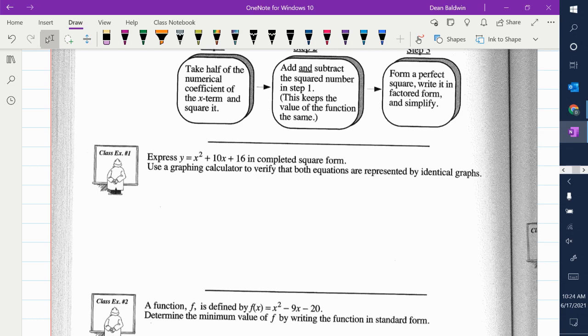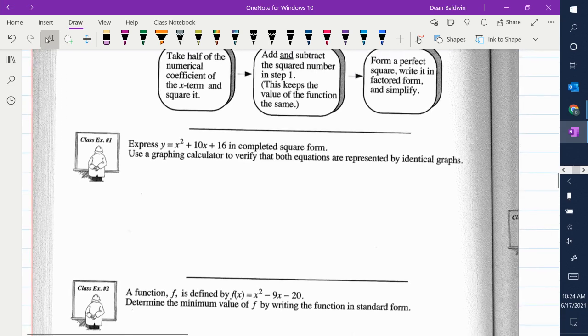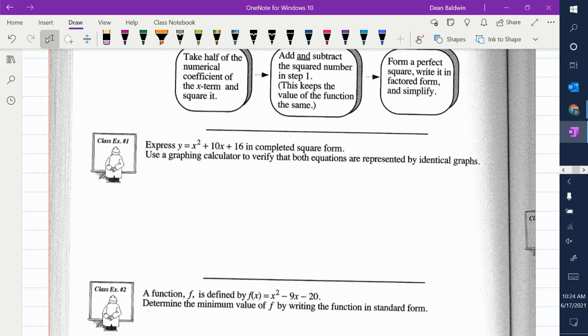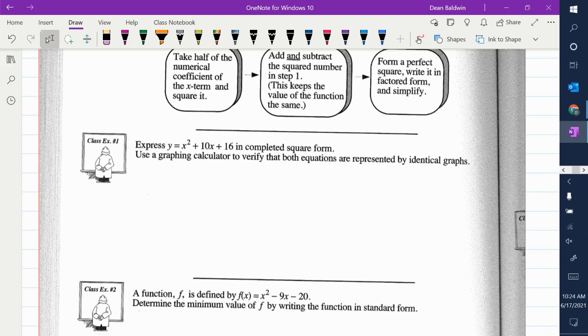Okay, here we go. So they write the steps out. I'll write them out off to the side. y is equal to x squared plus 10x plus 16. We need to turn this into completed square form, which is just standard form. That's what we want. Okay, step 1.